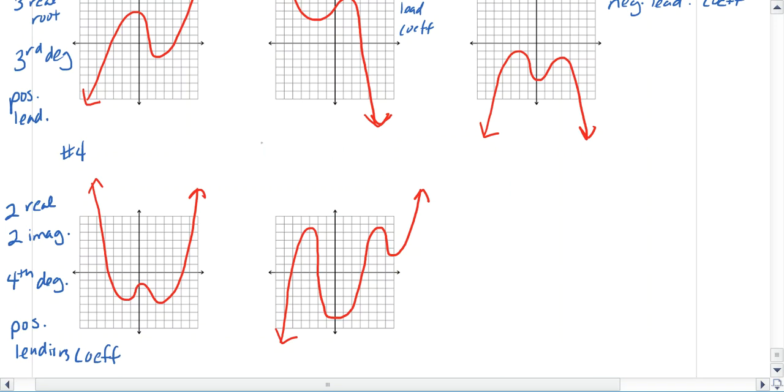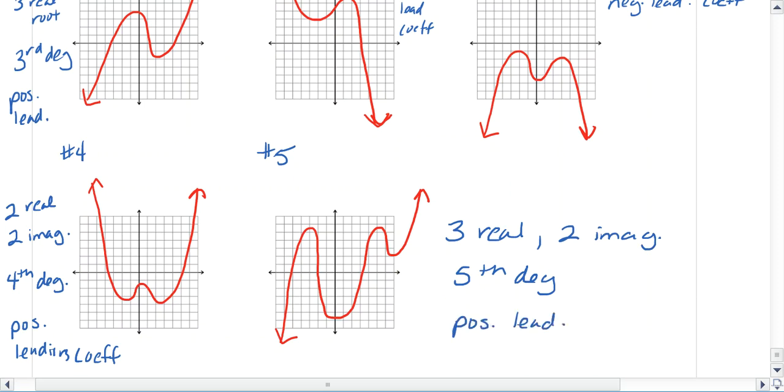And the last graph, graph number 5. How many real? Well, this crosses the x 3 times, so it has 3 real zeros. I'll answer the imaginaries here in a minute. The degree, 1, 2, 3, 4 turnarounds, therefore this is a 5th degree equation. If 3 answers are real, then 2 must be imaginary. And it's going off in the positive direction to the right, so it has a positive leading coefficient.